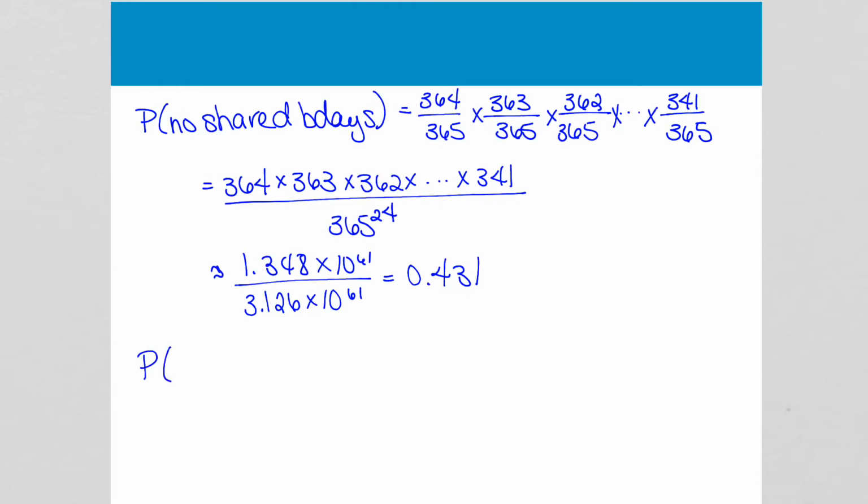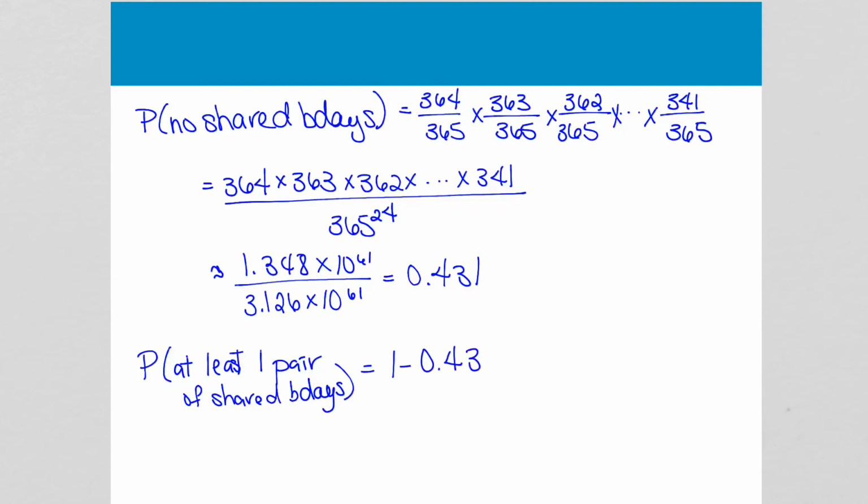So we wanted the probability of at least one pair of shared birthdays. And that would be 1 minus, as we said a second ago, the probability of none shared. So about 0.569. So there's about a 57% chance of at least 2 people out of 25 having the same birthday.